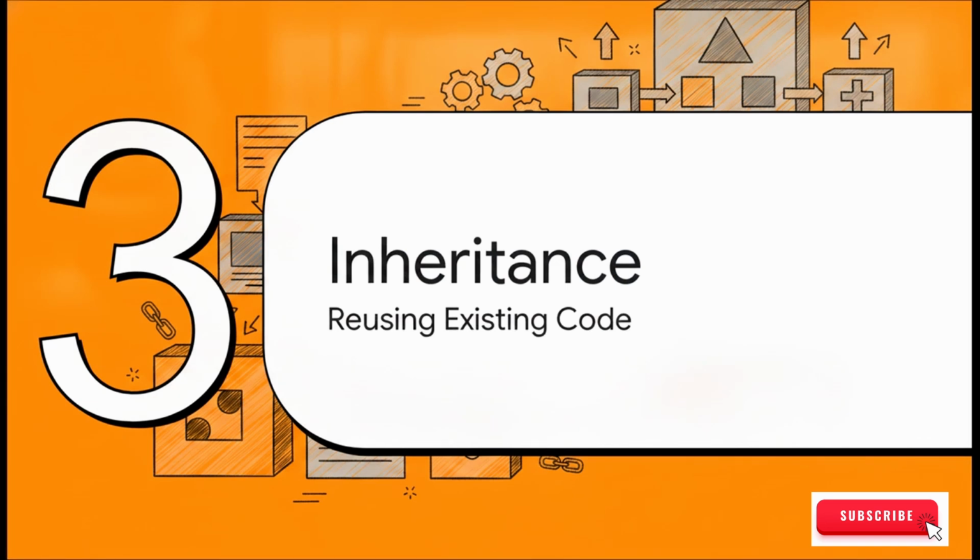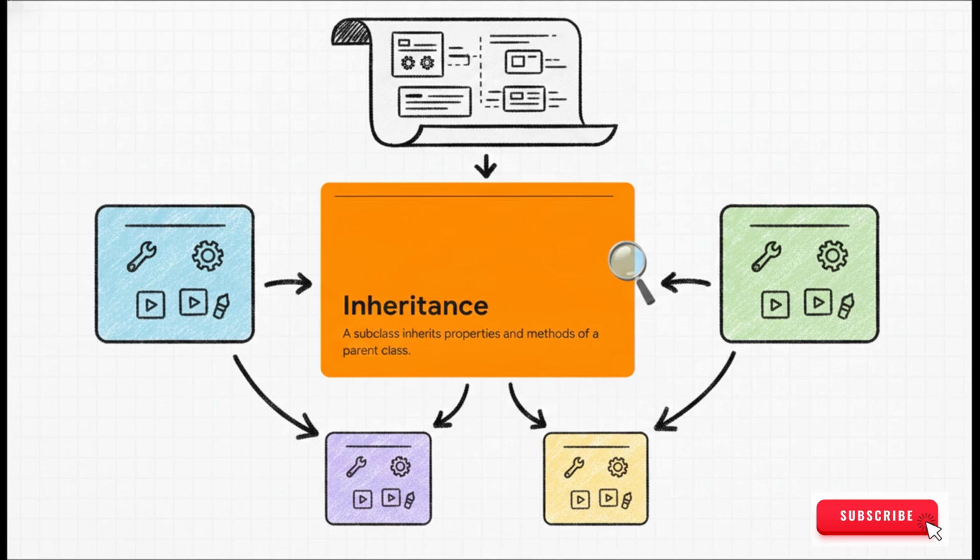This is our second pillar. Inheritance is incredibly powerful. It allows a new class, which we call a subclass or child class, to automatically inherit the properties and methods of an existing class, the superclass or parent class. So instead of starting from a totally blank page every single time, your new objects can just absorb the capabilities of the ones that already exist.